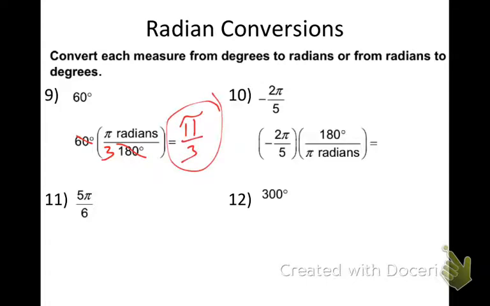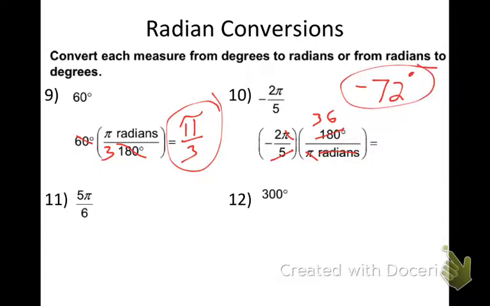Number 10. Negative 2 pi over 5. I'm going to change that to degree mode. Pi's cancel. There's my radians. 5 goes into 180 how many times? 36. So I get negative 2 times 36 is? Negative 72 degrees.